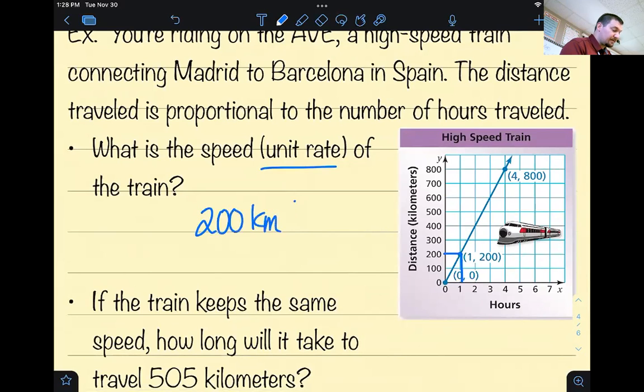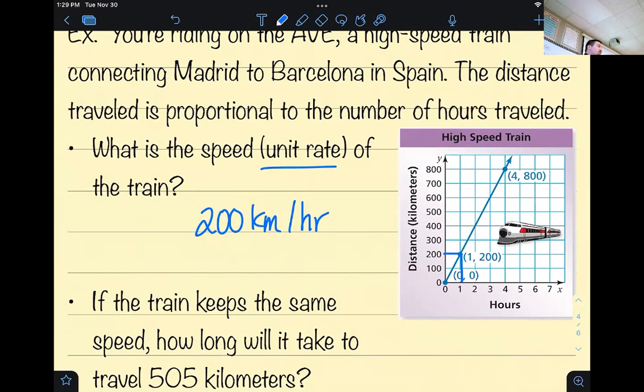How much is that in miles? We will convert that here in a second. Now, will I get 200 kilometers per hour if I use this point and do 800 divided by 4? Yes. Now, will I get 200 if I do 4 divided by 800? No, so the order I do the division matters.